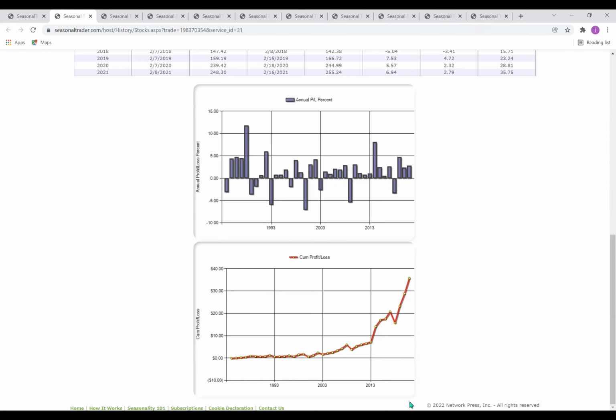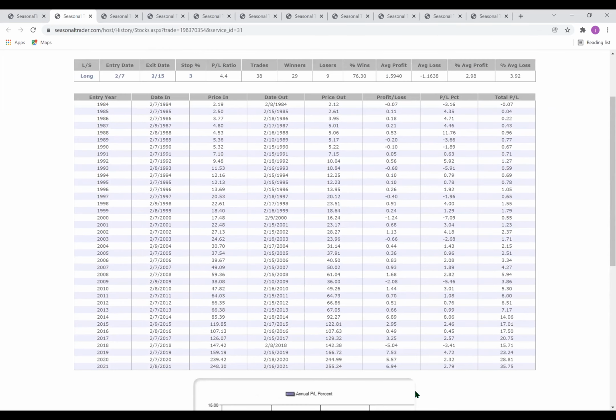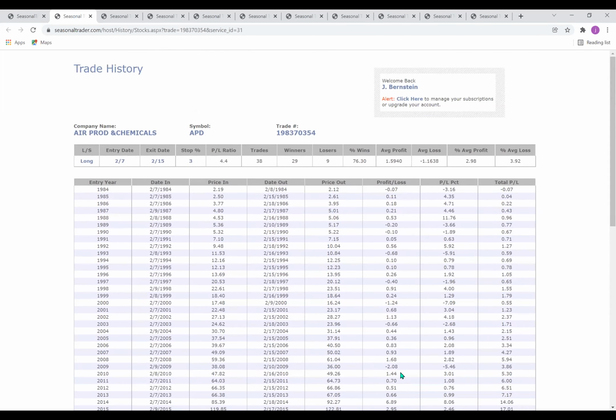So let's switch screens away from Seasonal Trader. Very effective. Seasonal Trader has made me a lot of money. The seasonals is my best work. It's the most specific and the most clear. So let me go back to the presentation, go to a new share and show you one more thing. Here we go. And let's go to the screen, like so.